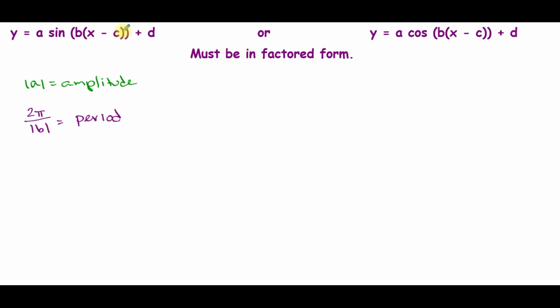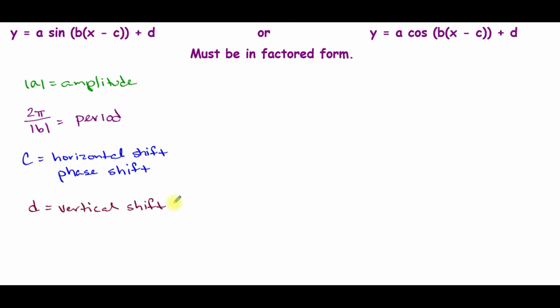The c is your horizontal shift, so notice this is minus c, and we're going to change this to c. So c is your horizontal shift. When we start talking about these sine and cosine graphs, we refer to the horizontal shift as the phase shift. So c is going to be your phase shift. And then finally you have your d, so d is going to be your vertical shift. So when we look at an equation, we should be able to come up with period, amplitude, phase shift, and vertical shift.